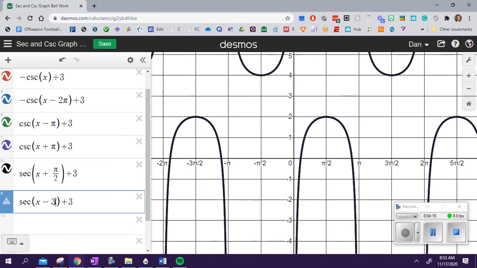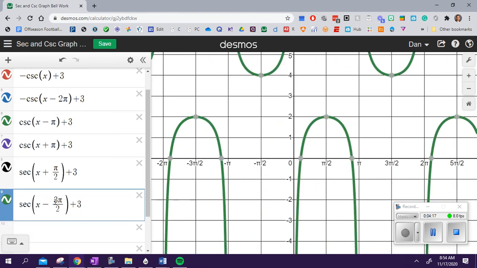3 pi over 2. 3 pi over 2. There's lots of different ones. We could go on forever and ever. There's literally a limitless amount of equations we could write here. We could just keep adding 2 pi. We could flip it and then shift it and then do a whole bunch of different things. There's a lot of different equations that could match up. Your job is to find one of them that works. Kind of makes sense with how we did that.